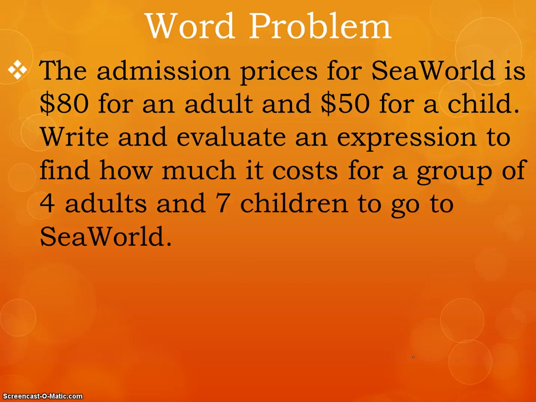Now, I have no clue if these are the actual prices. I just kind of made up ticket price numbers. So what we're going to do is, well, the cost to go to SeaWorld will be 4 times whatever the cost for adults is, plus 7 times whatever the cost for the children is. Well, adults are 80, so it's 4 times 80. Children is 50, so it's 7 times 50.